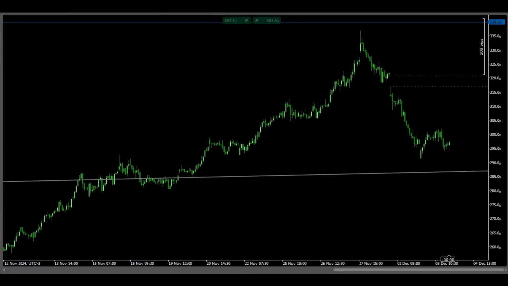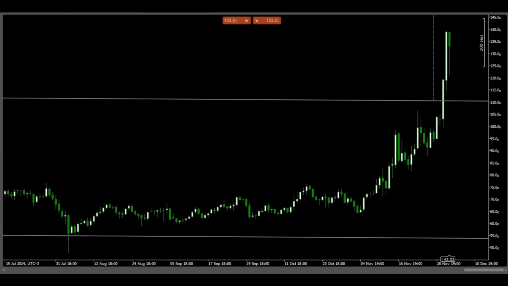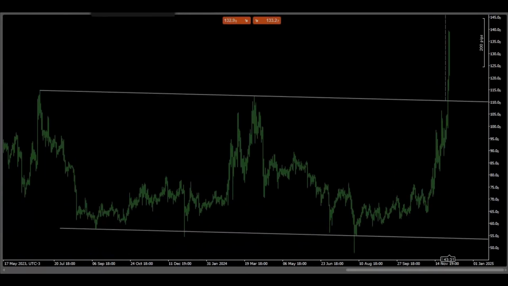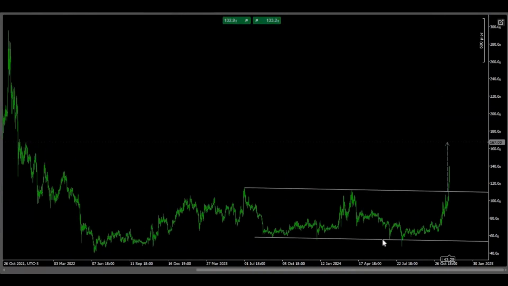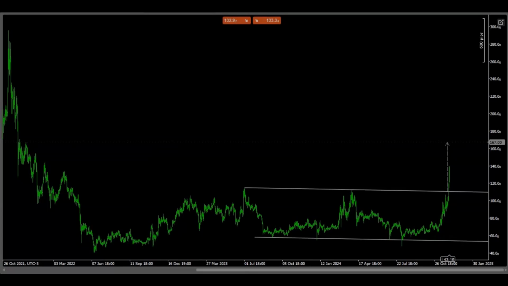But what I have been doing is watching and playing Litecoin. So we have the Litecoin here on the daily time frame. We were trading inside of this falling channel here. We broke out of this channel. The measured move of this channel would give us a potential target of about 167. Right now we're trading at around 133.